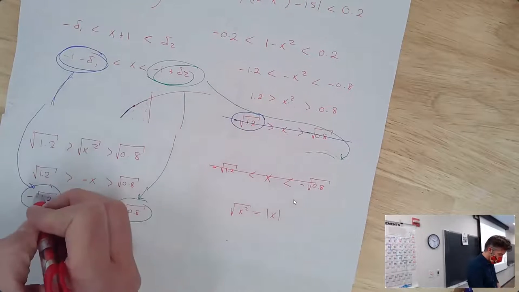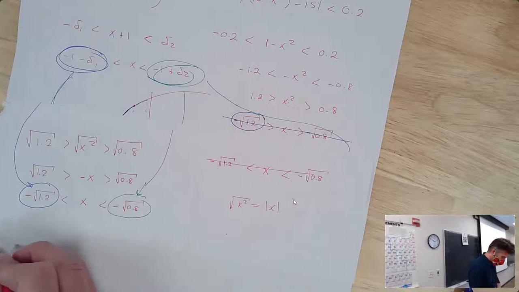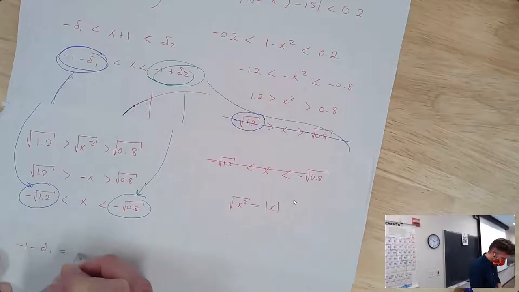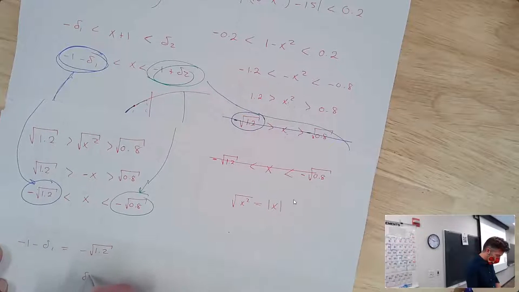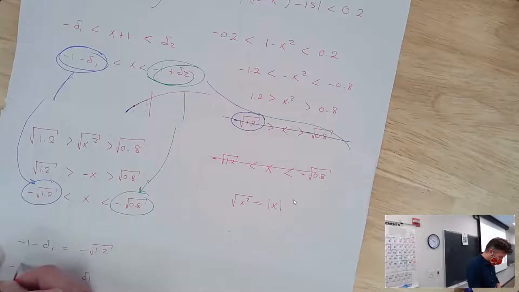So yeah. How do we figure this out? Now I'm going to set that equal to that. So negative 1 minus delta 1 equals negative square root of 1.2. And hopefully things turned out to be positive. I think they do. If I add this over here, add that over there.